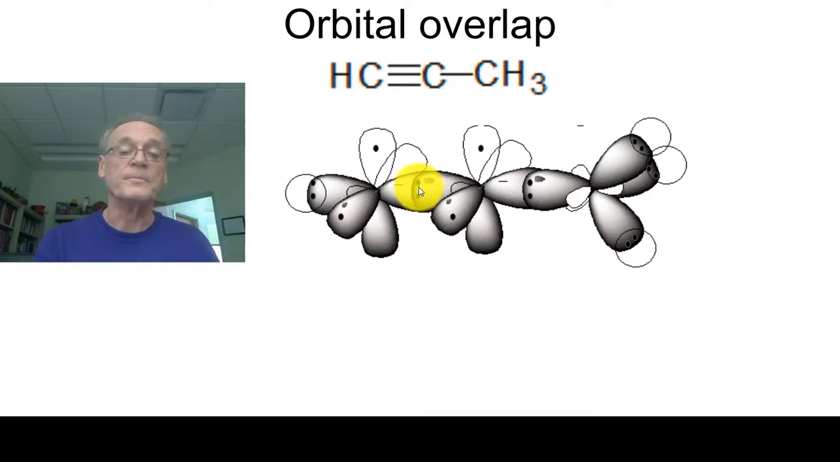But 2 electrons here, 1 from this carbon, 1 from this carbon, 2 electrons here, 1 from this carbon, 1 from this hydrogen, 2 electrons here in this overlap, 1 from this carbon and 1 from this carbon in that set of p orbitals overlapping, and then 1 in this carbon p orbital, 1 in this carbon p orbital, and again that's overlapping to form a 2 electron pi bond as well.